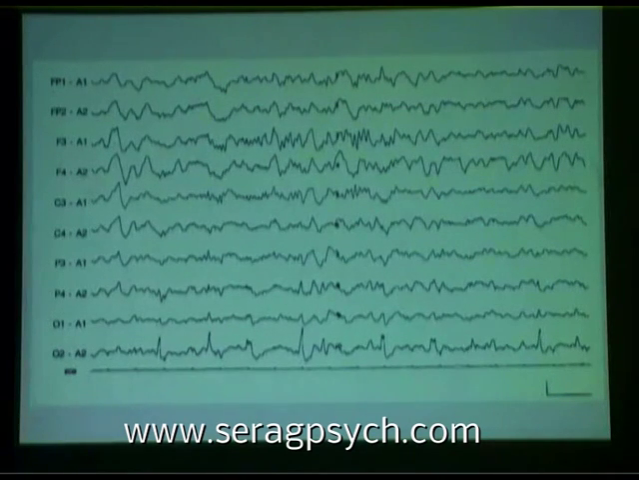Now, some people say that occipital spikes do not lateralize which occipital lobe contains the seizures. And I say that's because they didn't look hard enough. We looked hard at this and found that the side of occipital spikes is very localizing to the side of the occipital lobe that has the seizures.